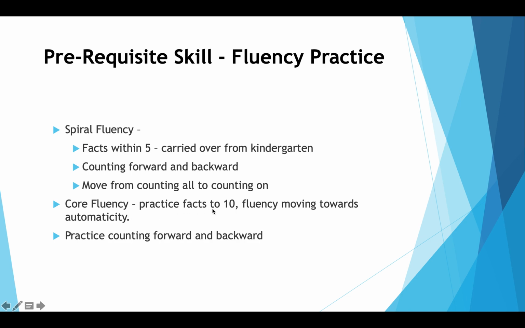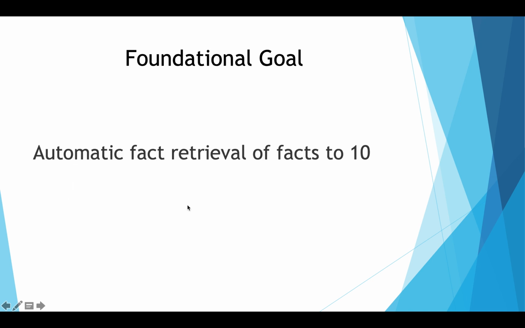The core fluency within the mission, so the topic in the mission that's going to become a fluency from this point on, is facts to 10, where we need to move, not just be fluent with these, we need to move to automaticity, and then practicing counting forward and backward again, which I already mentioned. The foundational goal is automatic fact retrieval of facts to 10. The foundational goal is stated because it is a key learning goal to all future math. If students don't eventually achieve automatic retrieval of facts to 10, it's going to inhibit their learning from this point forward.